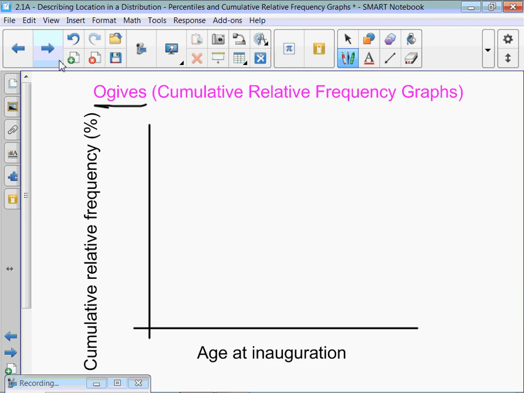Okay, we're going to make a cumulative relative frequency graph, also known as an ogive, which you should write down because this is one of the words on your crossword puzzle. Good morning. It's called an ogive.